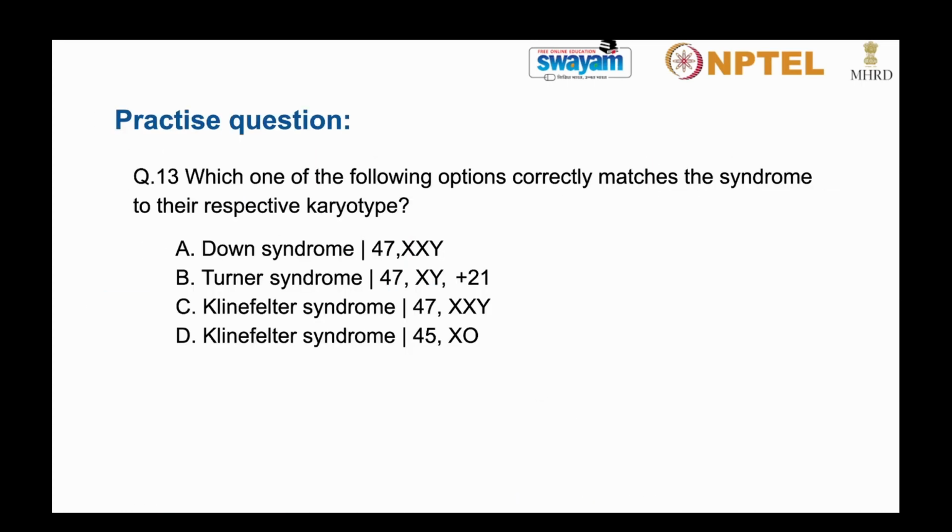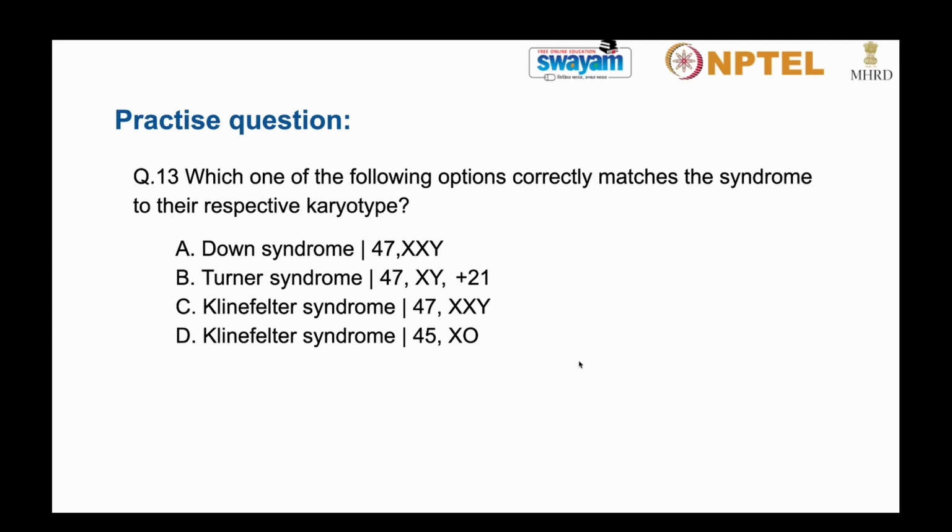Okay, now let's move to another question. Which one of the following options correctly matches the syndrome to its respective karyotype? Earlier we discussed a few of the syndromes and their karyotypes. The first option is Down syndrome with 47 chromosomes and XXY. Option B is Turner syndrome with 47 chromosomes, XY plus 21, that means an additional copy of chromosome 21. Option C is Klinefelter syndrome with 47 chromosomes and XXY. Option D is Klinefelter syndrome with 45 chromosomes, X with a missing Y chromosome, that is XO. What do you think is correctly matched?